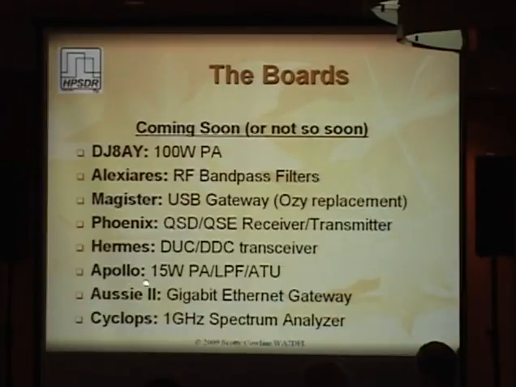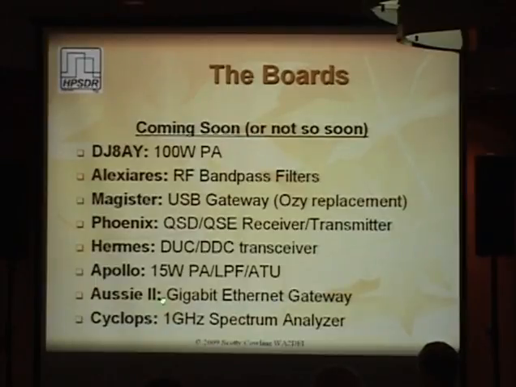Aussie II, we go back and forth. If you see Aussie II, Phil Harman is designing this. He lives in Australia, so we call it Aussie II, like in his honor. Or maybe it was his idea, I'm not sure. But anyway, it's a gigabit Ethernet gateway. This is basically an Aussie board that runs gigabit Ethernet instead of USB.